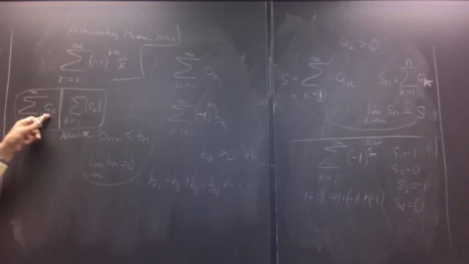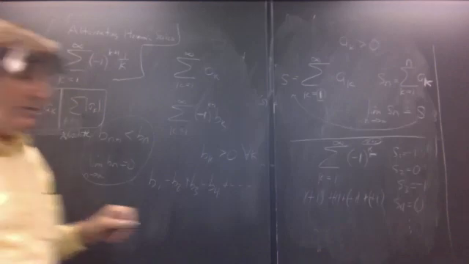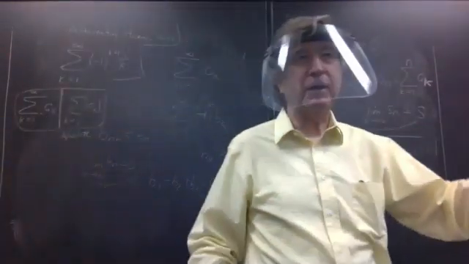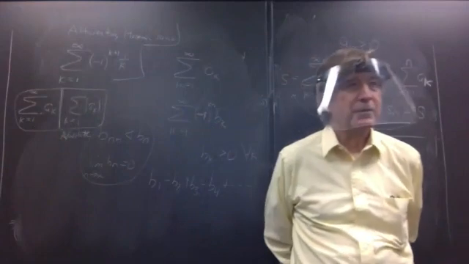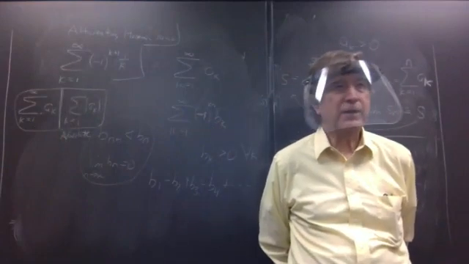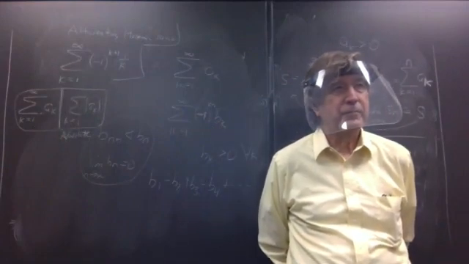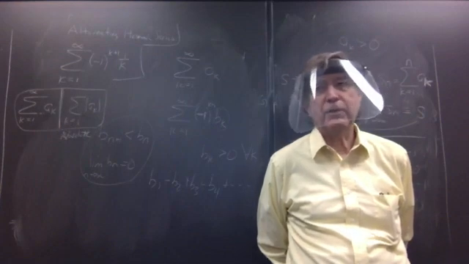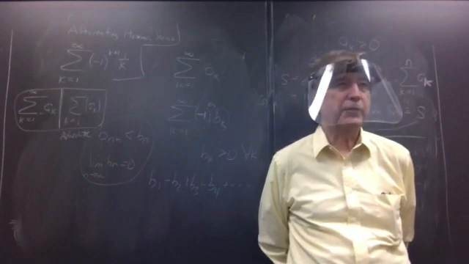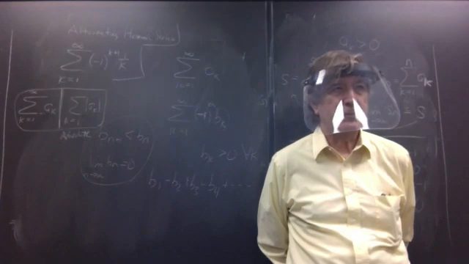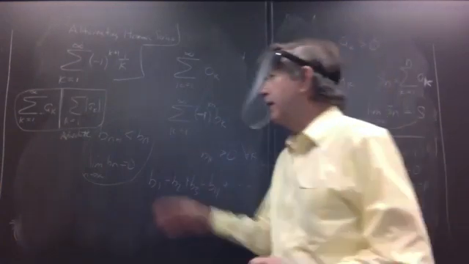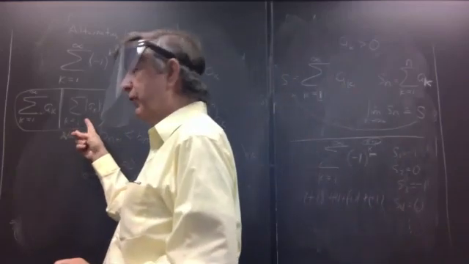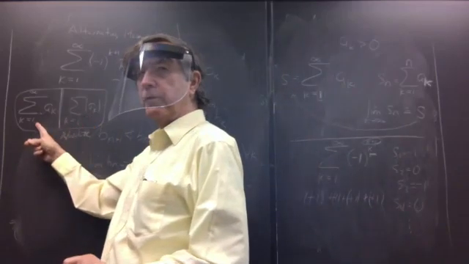Now, if some of the a's are negative, suppose the first 10 are negative, the next 10 are positive, the next 10 are negative, and so on. Suppose every 10 are negative, and it alternates. That's not an alternating series. The absolute value series will be all the ones with just pluses. You get rid of all the minuses. Now, we're going to prove later that if this series converges, then this series will converge.